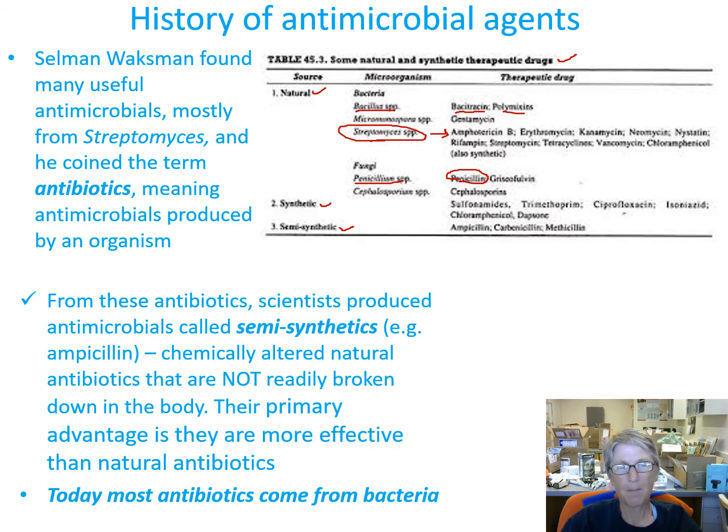And remember, from these natural antibiotics, the scientists can make antimicrobials called semisynthetics. And here's a semisynthetic on the chart. Ampicillin is a semisynthetic, and it's just a chemically altered natural antibiotic. When you chemically alter it, that means the drug is not readily broken down in the body, so it stays in the body longer, so it can do its work and kill the bacteria. So the primary advantage of semisynthetics is that they are more effective than natural antibiotics. Today, most antibiotics come from bacteria, not so much fungi.